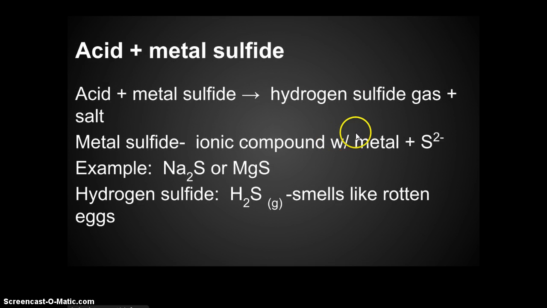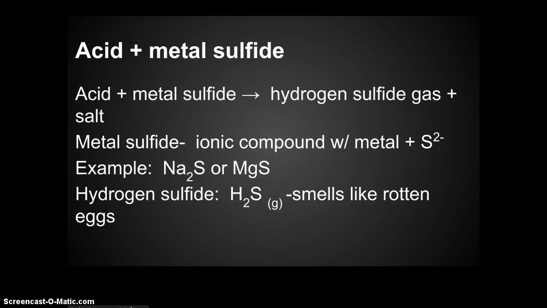Okay, so the very first thing we'll talk about is we have an acid, and it can be a strong acid or a weak acid, and we're going to react it with what's called a metal sulfide. Metal sulfides will produce hydrogen sulfide gas. They'll also produce a salt.